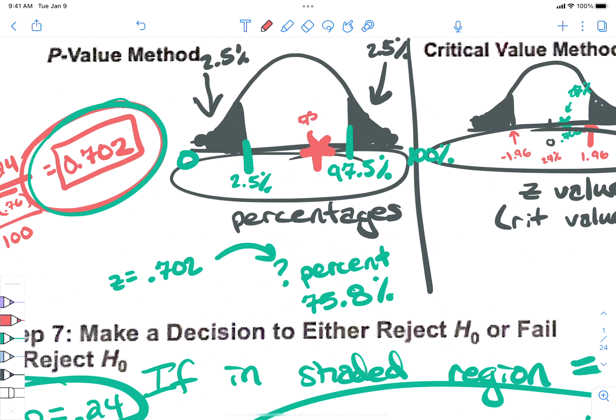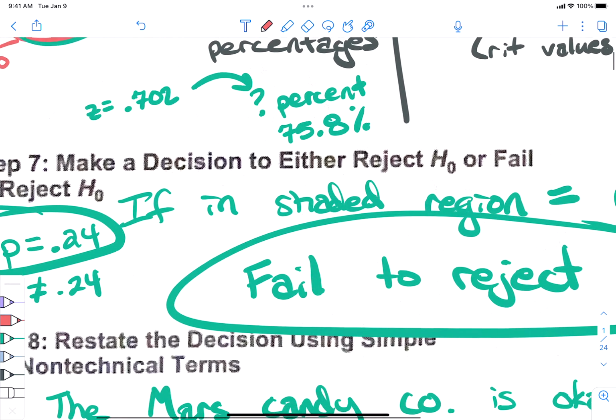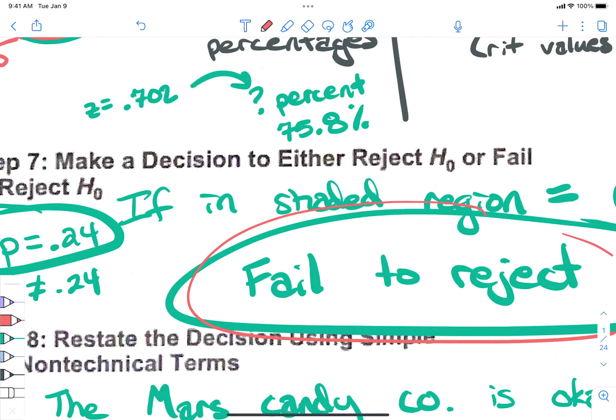75% is going to live here in relationship to the 97.5%, right? 75.8% lives there. Which means we're in the light color, right? We're not in the extreme values, which means we're still going to fail to reject the null hypothesis.